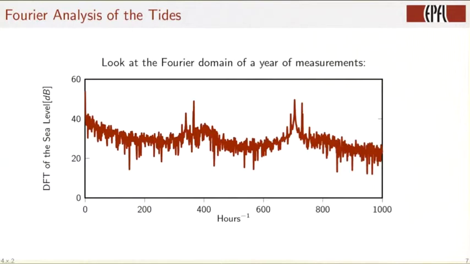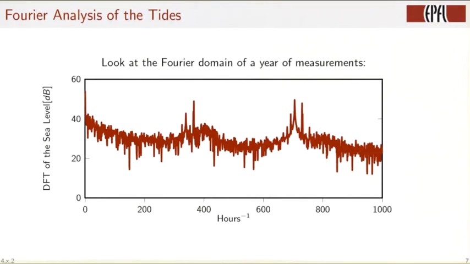So if we take 1 year of measurement and we take a Fourier transform, now the frequency is in 1/hours, we can see that there are a few peaks and then there is a lot of noise. The DFT magnitude is plotted on a log scale here. It's very important. So you take the DFT, you take the magnitude of its coefficients and then take the level in dB or in logarithm in base 10.